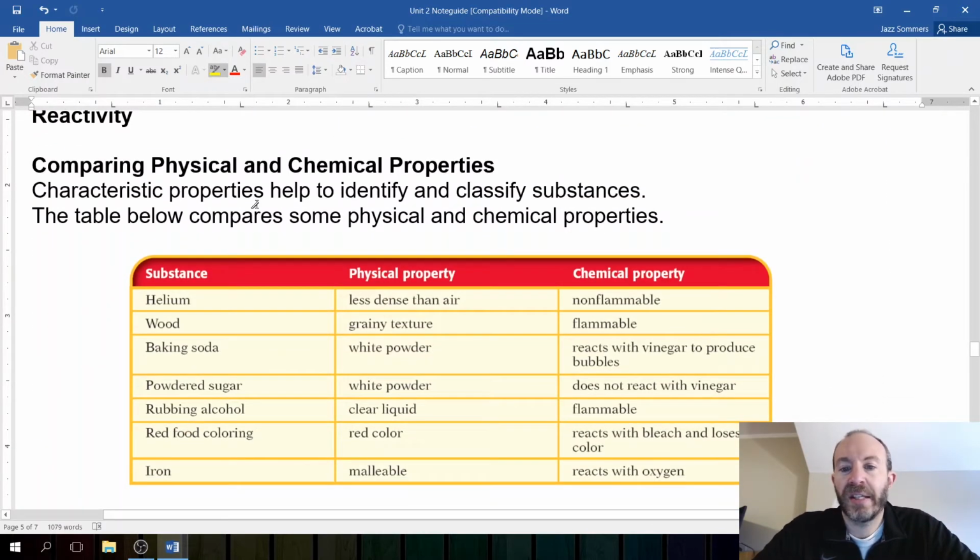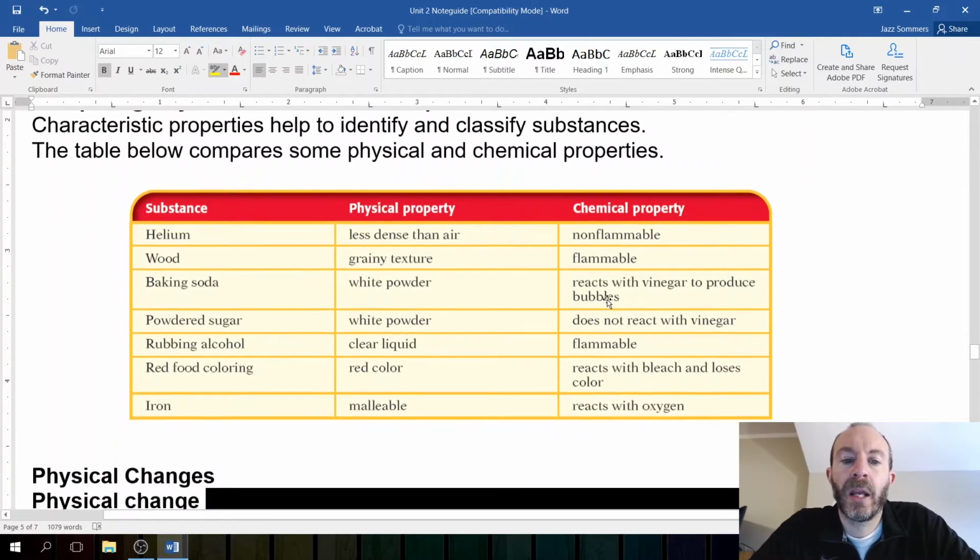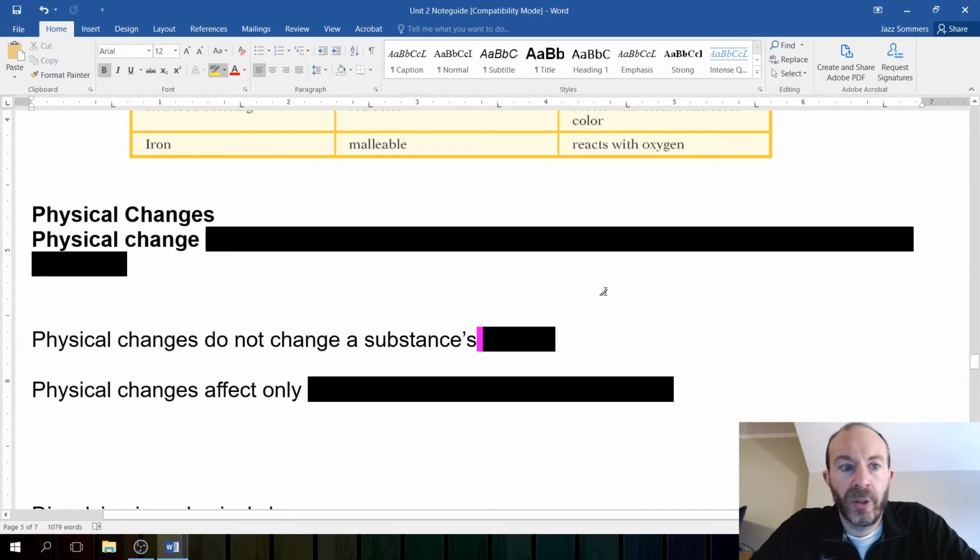Chemical properties, there's a table that shows how they are different. For example, baking soda, its physical property is that it's a white powder. That's an observation you can make about it by looking at it. But a chemical property is that it reacts with vinegar to produce bubbles. If you didn't know that, you couldn't tell by looking at the baking soda. You'd have to do that reaction to see it. On the other hand, sugar is also a white powder. That's a good physical property for sugar, but it does not react with vinegar. So again, you'd have to try to mix them to see if that was a property of sugar or not. Okay, so that's chemical properties.